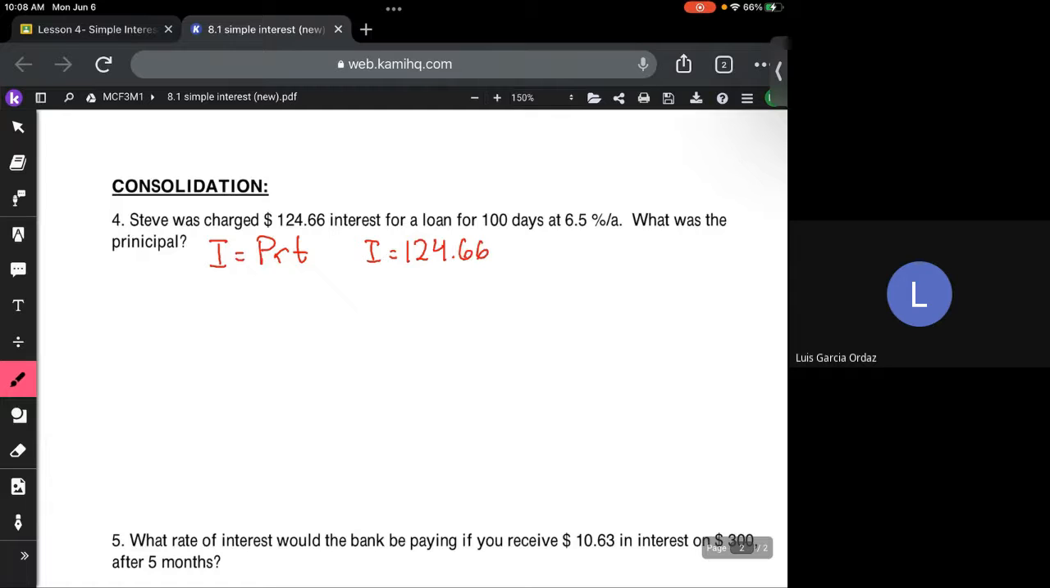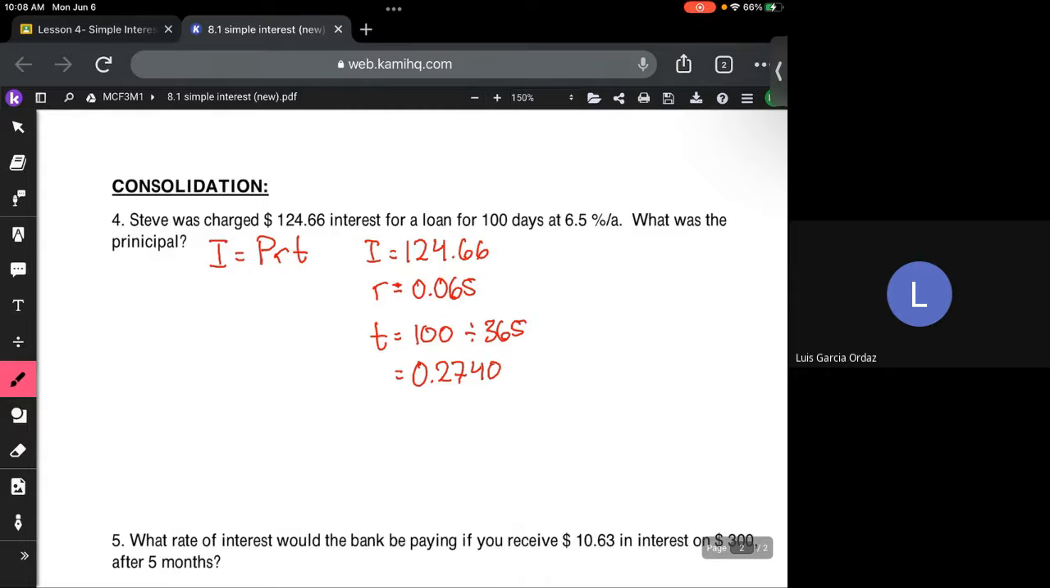What is my rate as a decimal? Careful. How do you find the rate? Take your percentage and divide it by 100. And then my time, because it's in days, I have to convert it into years. So how do I get from days to years? Divide by 365, which is 0.2740. Okay.